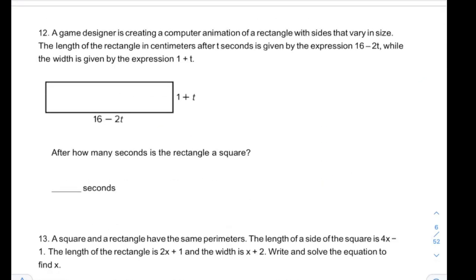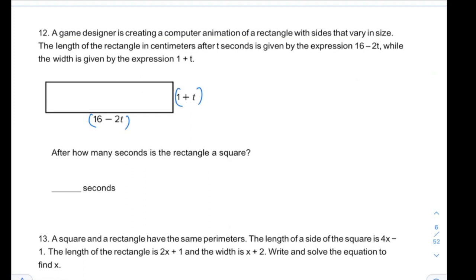Again, here is a real-life application, geometric. A game designer is creating a computer animation of a rectangle that varies in size. The length of the rectangle in centimeters after t seconds is given by the expression 16 minus 2t. So this is the length. The width is given by 1 plus t. After how many seconds is the rectangle a square?